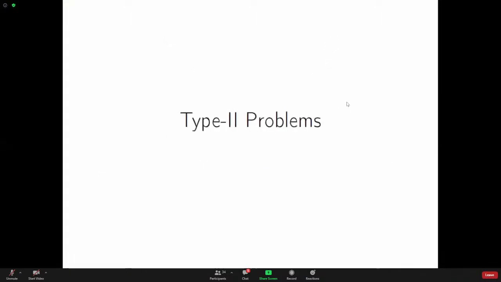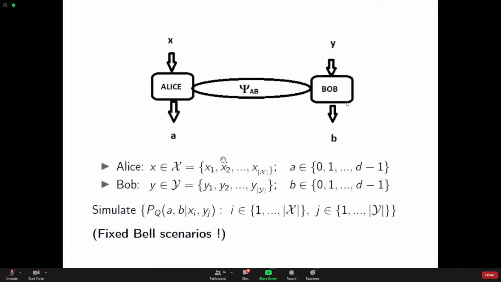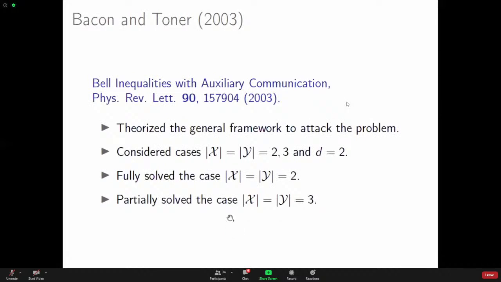So if I was on here, then I already discussed the type 1 problem, and I was discussing the type 2 problem for simulating quantum statistics. Here we have the same setting: Alice and Bob can share an entangled state, but the measurement choice they have is finite. So these correspond to fixed Bell scenarios.